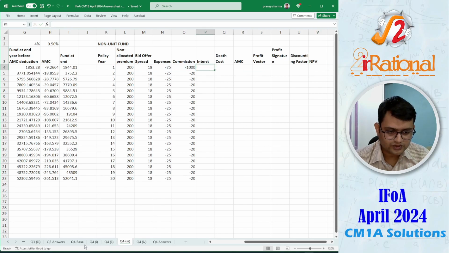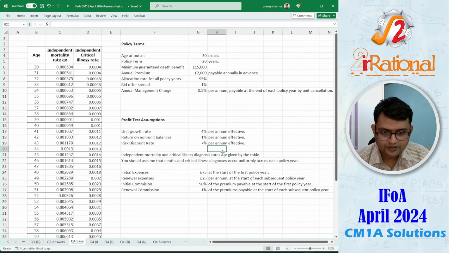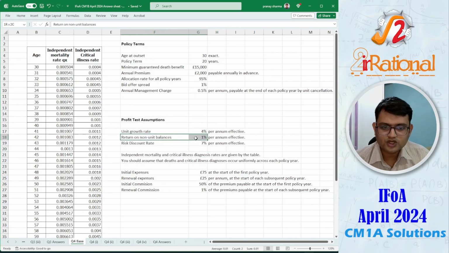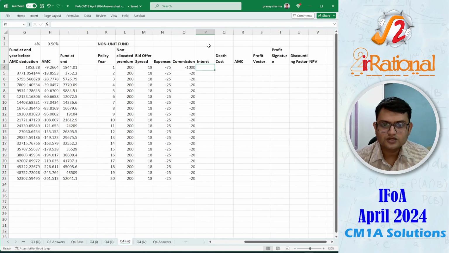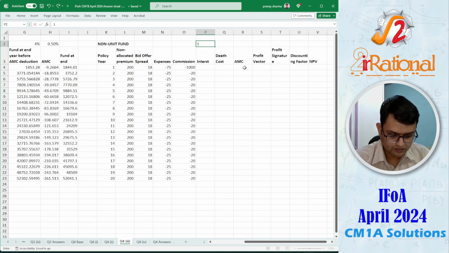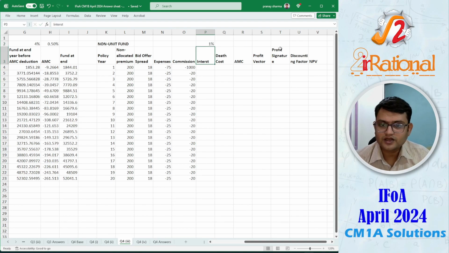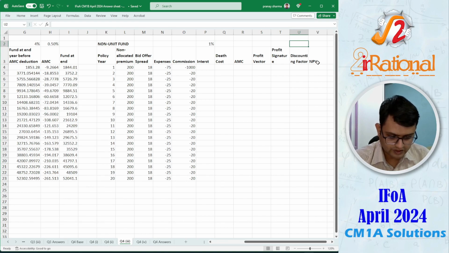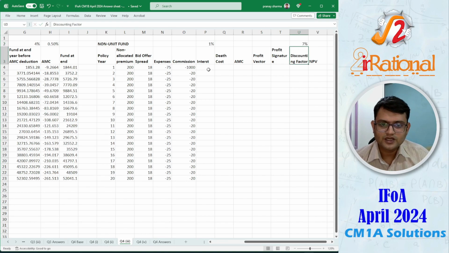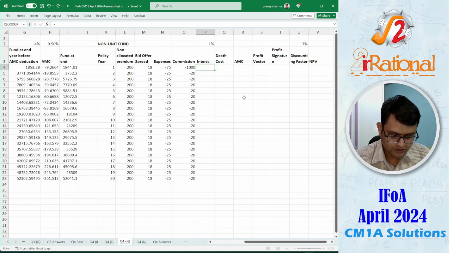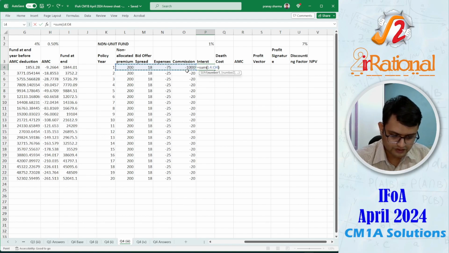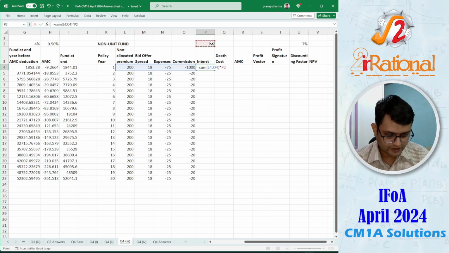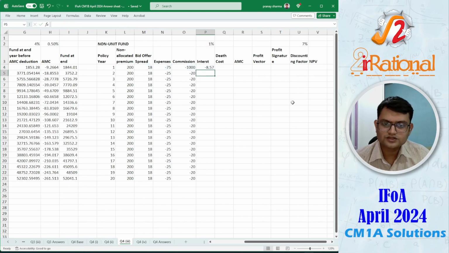So, okay, the rate of interest I'll have to look up in the base. So returns on the non-unit balance is 1% and risk discount rate is 7%. 1% here and risk discount rate here, I'll write it as 7%. Interest equal to sum all of these into the rate of interest, and I'll fix it.